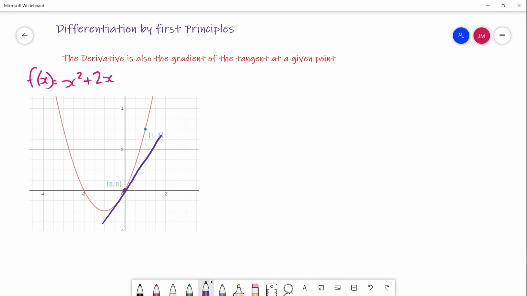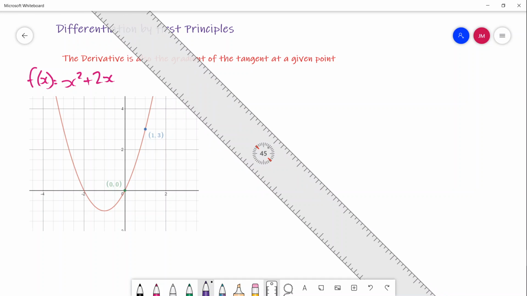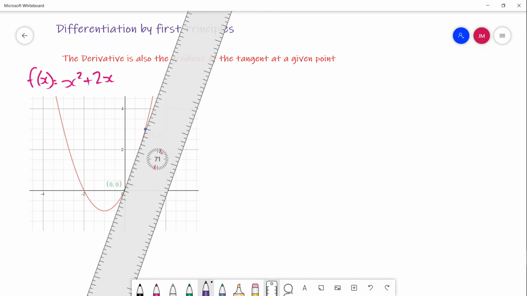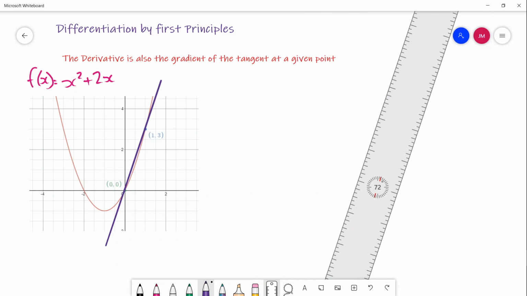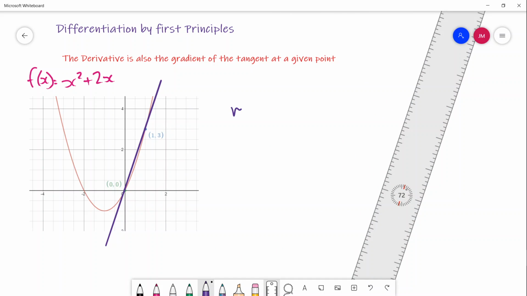Now, how do we do that? The only way we've looked at gradients so far is to find the gradient between 2 points. So I just picked another point, the point (1, 3) on this graph, and if I connect those with a chord and draw a line through it, I can find the gradient of the line that connects those 2 points. To do that, I'd use rise over run, which is y2 minus y1 over x2 minus x1.